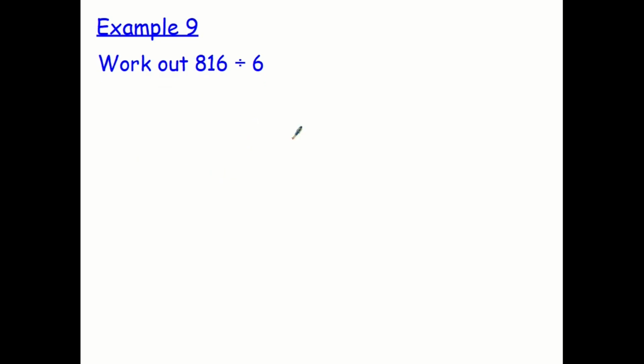Example 9, 816 divided by 6. Put the 6 on the outside, it's the divisor. 816 on the inside. How many 6s in 8? 1. Remainder 2. How many 6s in 21? 3. Remainder 3. And how many 6s in 36? 6.